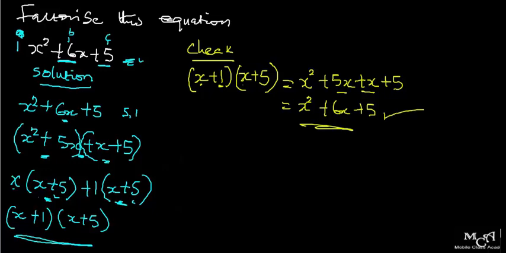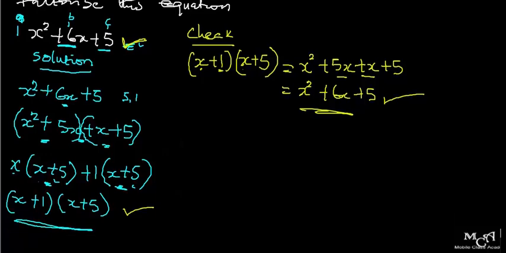When we check what we have here, after expanding the solution, it gives us the same value as the question. See, we have x squared plus 6x plus 5. We have x squared plus 6x plus 5. That shows the values gotten here are correct. So that's how to go about it. Now let's look at example 2.